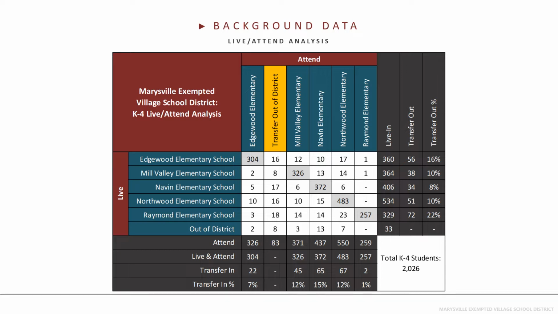Of these 360 students, 304 attend Edgewood, 16 transfer out of the district, 12 attend Mill Valley, 10 attend Naven, 17 attend Northwood, and 1 student attends Raymond. These transfers can be for a variety of reasons, including programming, parent choice, and student services at specific buildings.